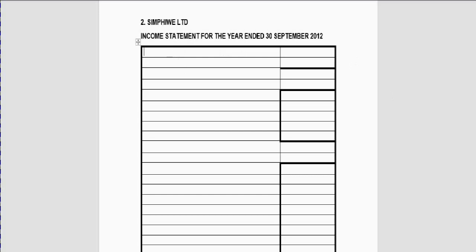It always starts with sales, and from the sales we're going to deduct the cost of sales. Good, and that will give us a gross profit.